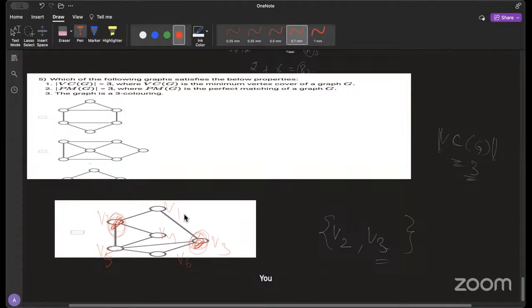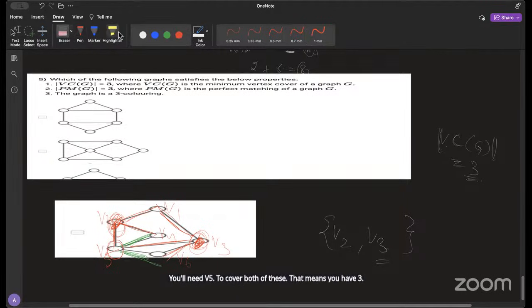You don't have to cover vertices, you have to cover edges. You have to make sure that if a CCTV is installed here, then this corridor is covered. This corridor is also covered. One CCTV is here, so this corridor is covered. Now, what about these two corridors? Go for V5. You will need V5 to cover both of these. That means you have three vertices in your vertex cover.